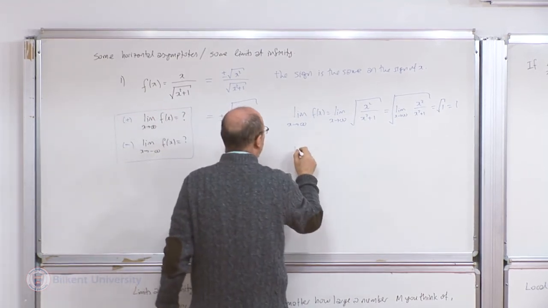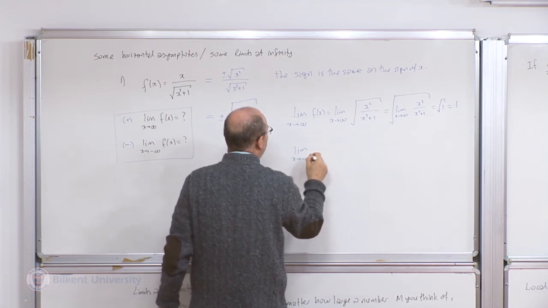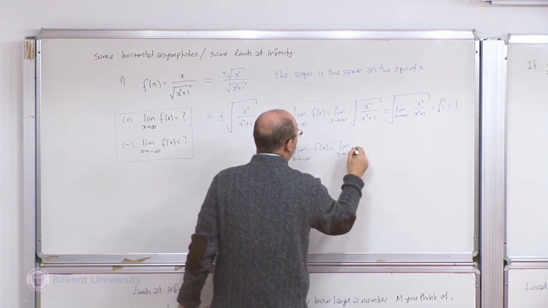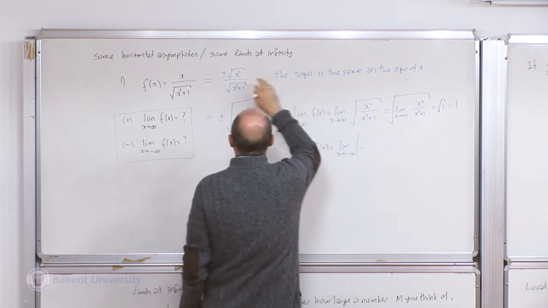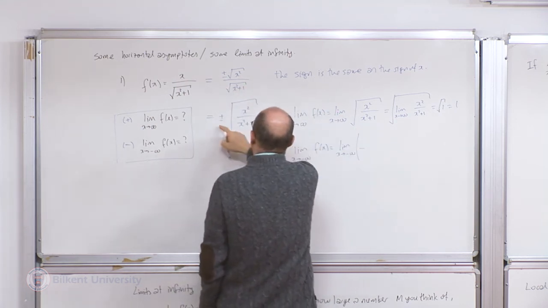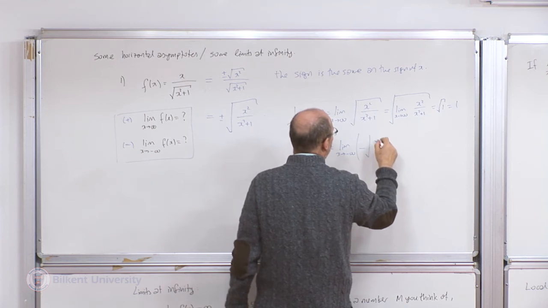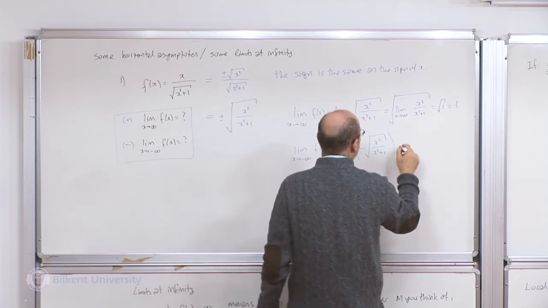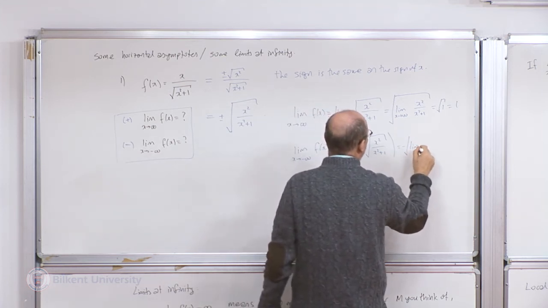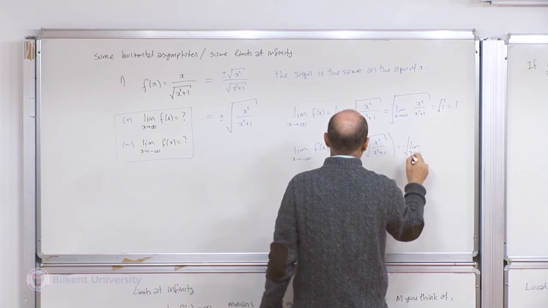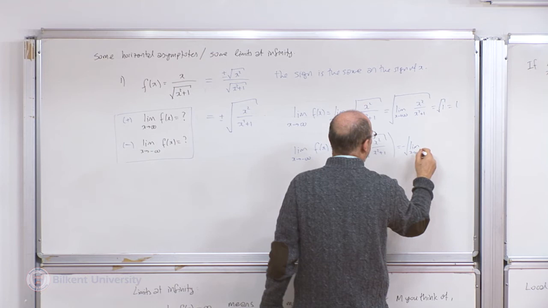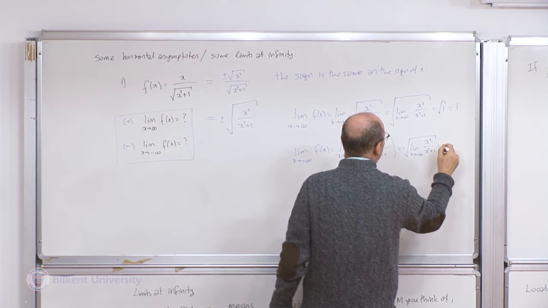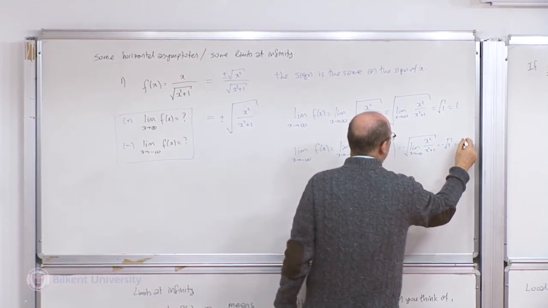Now we can go to the limit as x goes to minus infinity of f of x. The function I'm trying to understand is this one: minus the square root of x squared over x squared plus 1. So this is minus the square root of the limit as x goes to minus infinity of x squared over x squared plus 1. This is equal to minus square root of 1, which equals minus 1.